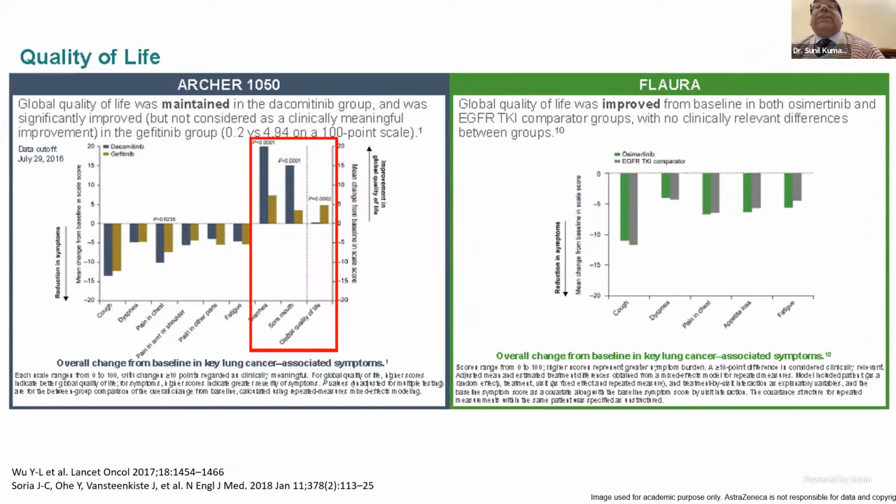So quality of life is very important. And if you see dacomitinib, it was significantly improved, but not considered a clinically meaningful improvement. But if you see the FLAURA trial, they improved the quality of life by the bars, and you can see the toxicity as well as tolerance. FLAURA trial shows much better results as compared to second generation TKI. Next slide, please.